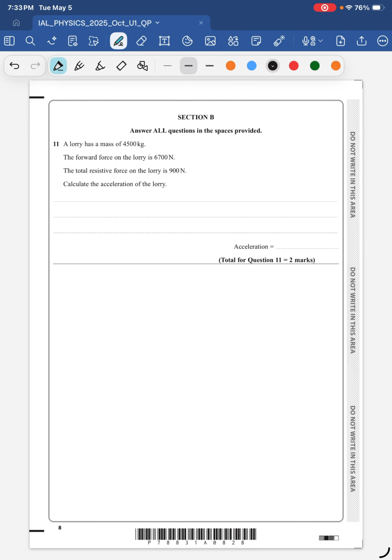Okay, question 11. A lorry has a mass of 4,500 kilograms. The forward force on the lorry is 6,700 newtons. The total resistive force on the lorry is 900 newtons. Calculate the acceleration of the lorry. Okay, and these are worth 2 marks, so it should be an easy problem. So let's assume that the lorry is a box of some sort, and assume this is the ground.